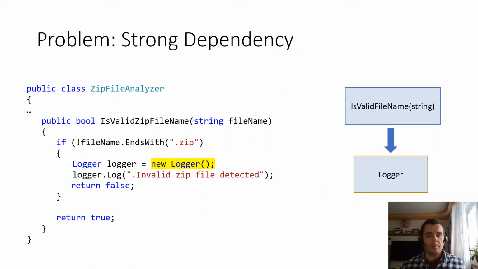The problem usually in unit testing is that we have a strong dependency on external objects. For example, we have here a method isValidZipFileName, and we have here a logger for which we create a new instance. So everything which is created with new is a strong dependency.